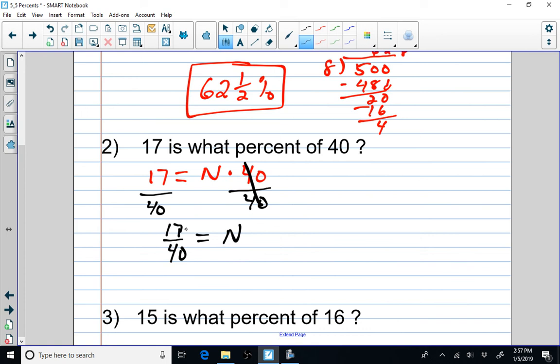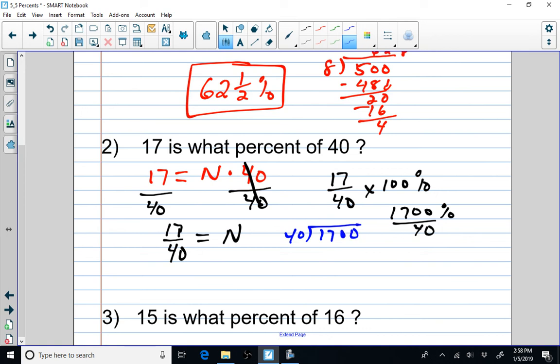So if I want to find the percent, I have to find 17 over 40. So that's where we have to do that long division process. 17 out of 40 times 100%, because I want to change this fraction 17 out of 40 to a percent. This winds up being 1700% over 40. So now we have to do long division with the 2-digit divisor. So that's going to be 40 is my divisor, 1700 is my dividend.